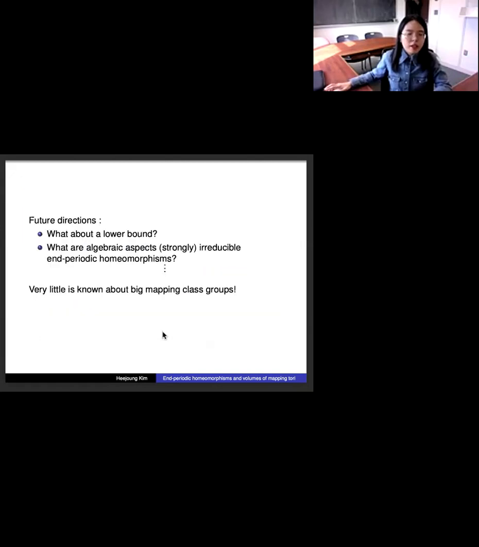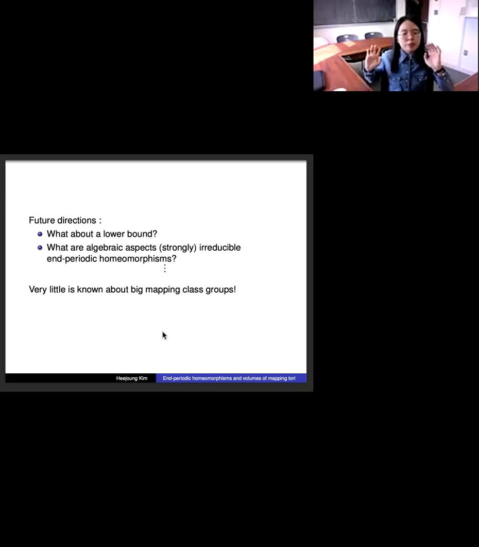Okay, then here are some future directions. So we found an upper bound. The natural question is, what about a lower bound? Another question might be, what are the algebraic aspects of strongly irreducible and periodic homeomorphisms? Like what about homology or cohomology, or some finiteness property like finite presentation, or something like that.